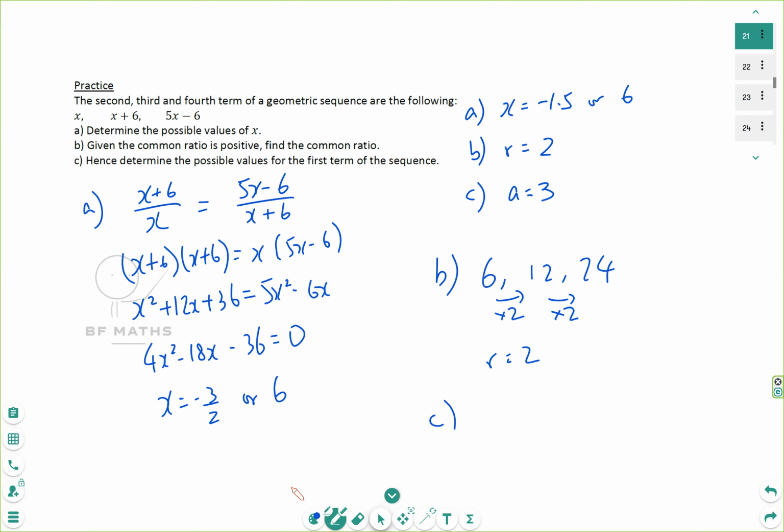And C, hence determine the possible values of the first term. I'm not sure where the values come from for the first term. Oh, because there's a second term, third term, and a fourth term. Thinking, why is the first term not 6? Because that's the second term. So the first term will be 3, because 3 times 2 is 6. All right, and that's the end of the video.